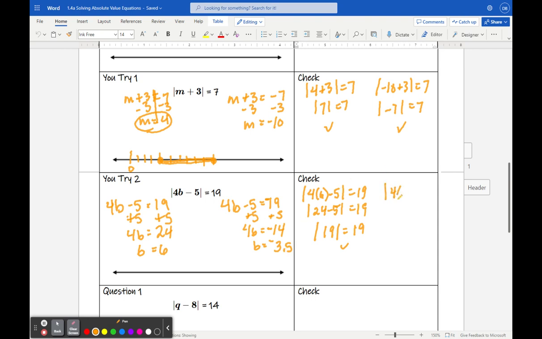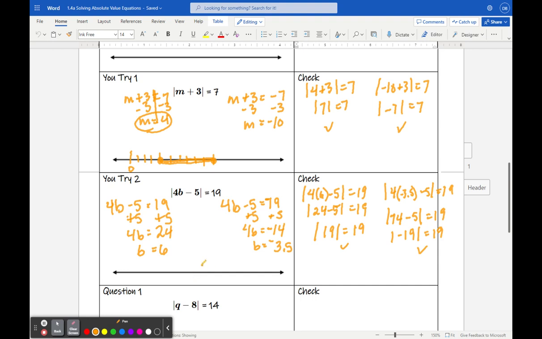The absolute value of 4 times a negative 3.5 minus 5 equals 19. Negative 3.5 times 4 would be double 7, so double that would be 14. Negative 14, because that's negative, minus 5 is negative 19. The absolute value of negative 19 equals 19, and that is true because the absolute value of negative 19 is 19.